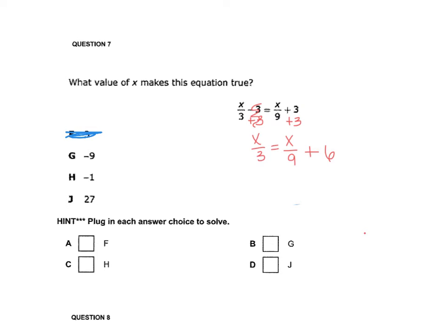Okay, and then keep going. Try the same thing with negative 9. Negative 9 divided by 3 is negative 3. And then negative 9 divided by 9 is negative 1. Negative 1 plus 6 is 5. Those do not equal each other, so G is out. Okay, then try the next two. You're just plugging in those numbers for x.